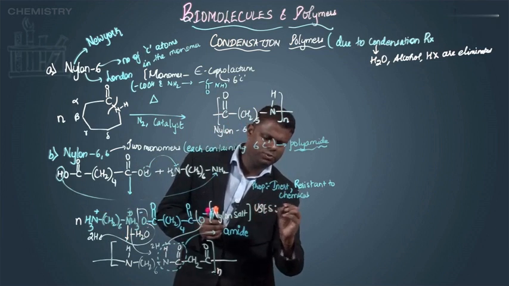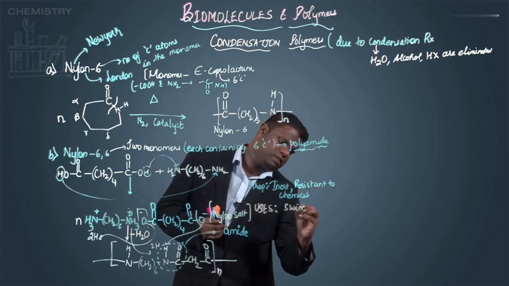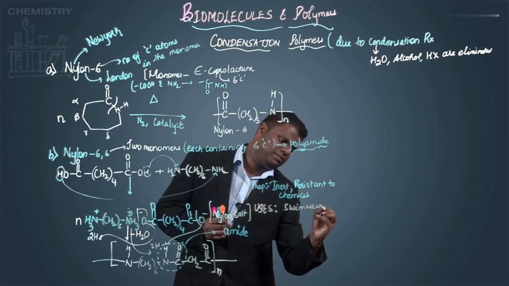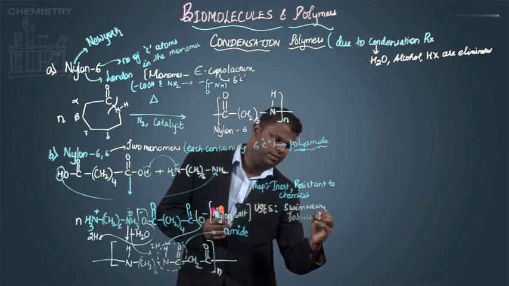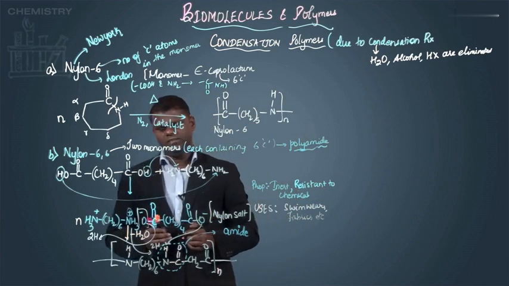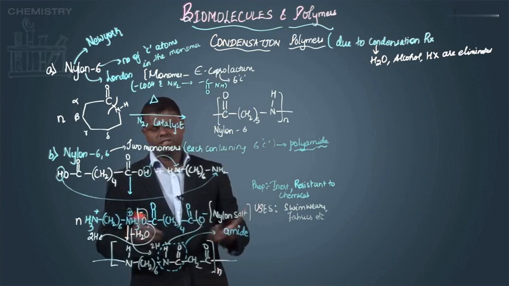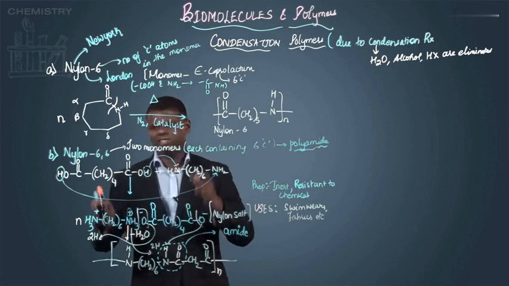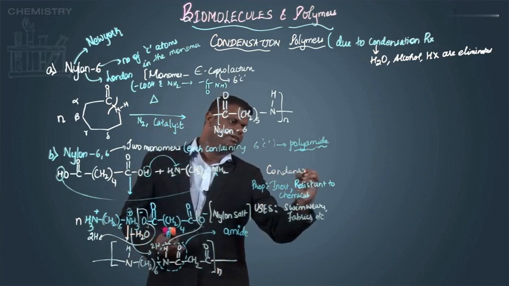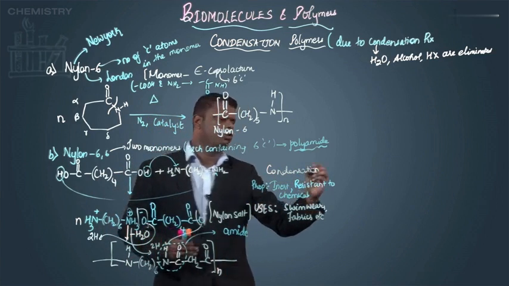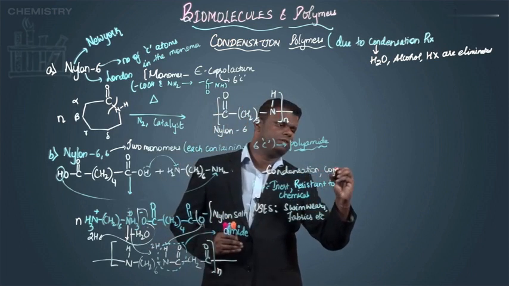It is used in swimwears, fabrics, etc. Nylon threads as well you have, and it has a lot of other uses as well. So this was, and the most important thing, it's a condensation polymer, and since it contains 2 different monomers, it is a copolymer.